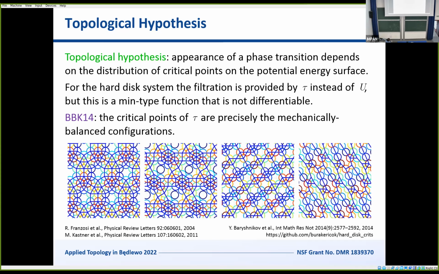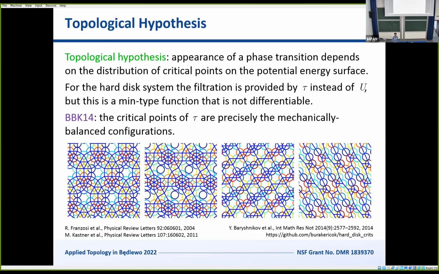I think this is for, I don't remember, maybe 12 disks. And these are actually in the hexagonal course. So when I say mechanically balanced, I mean the following thing. You've got these configurations. You have contact graphs. I'm showing you contact graphs. And the idea with mechanically balanced is that, remember the disks are not allowed to overlap, I cannot increase the radius of the disks to first order by any motion.